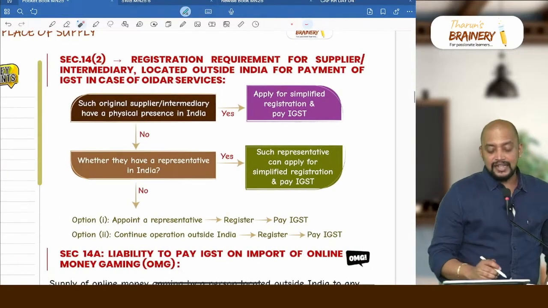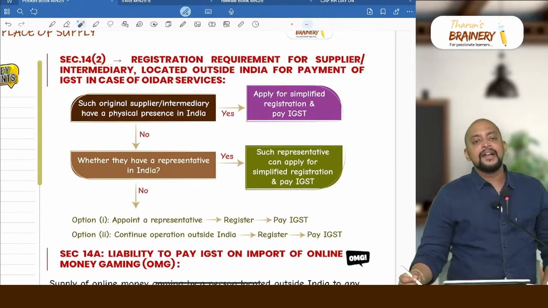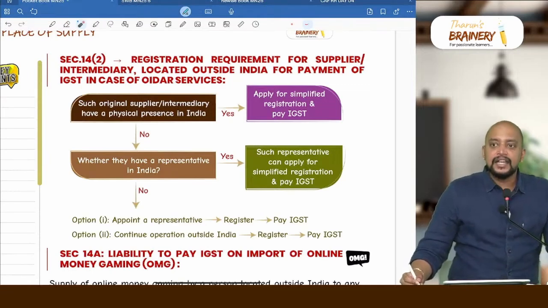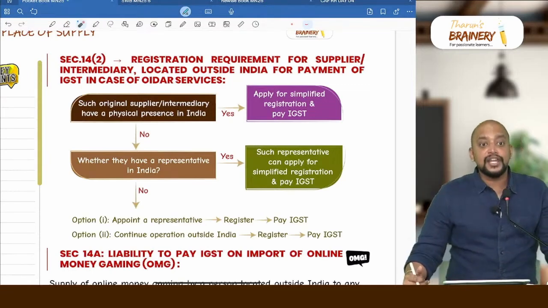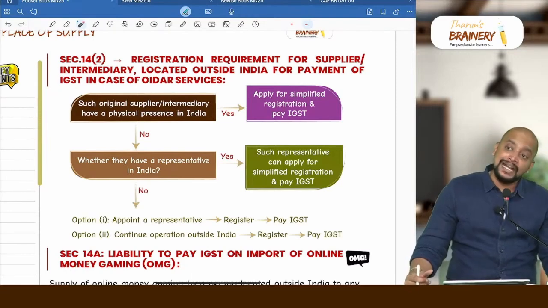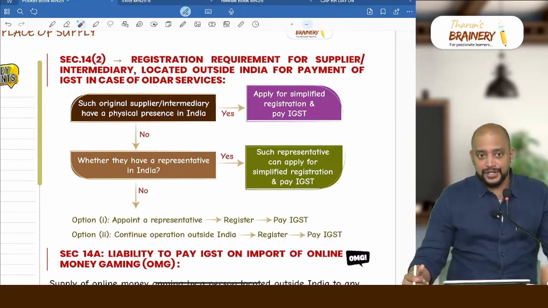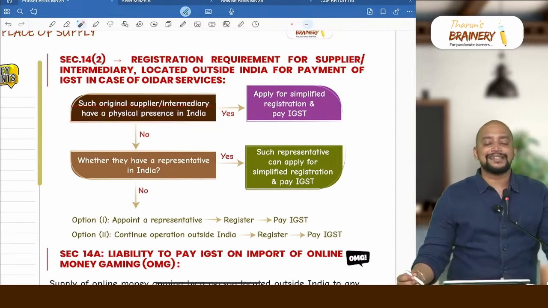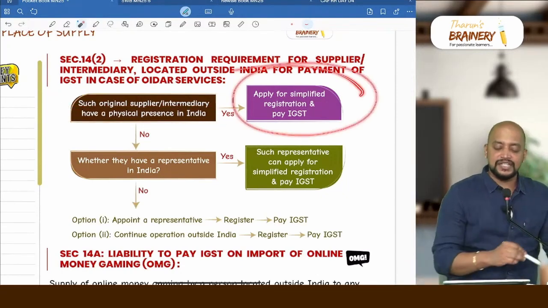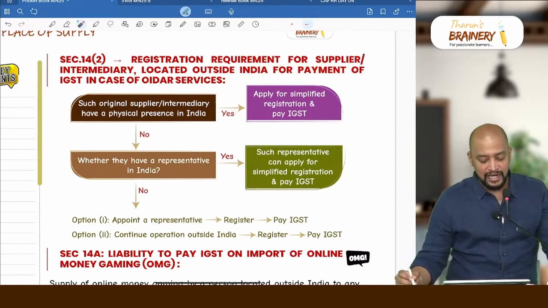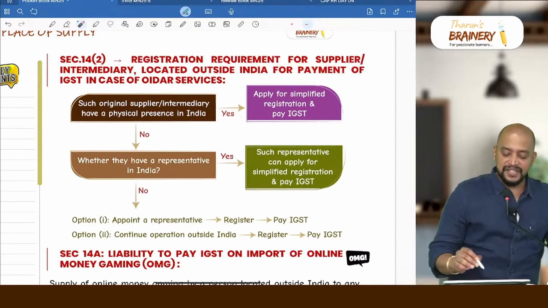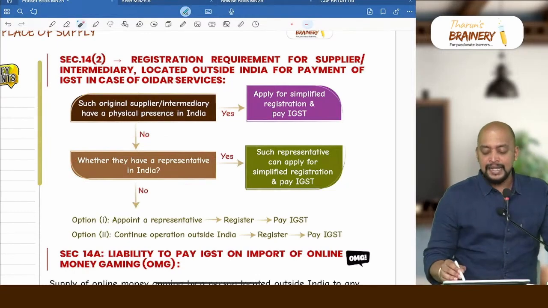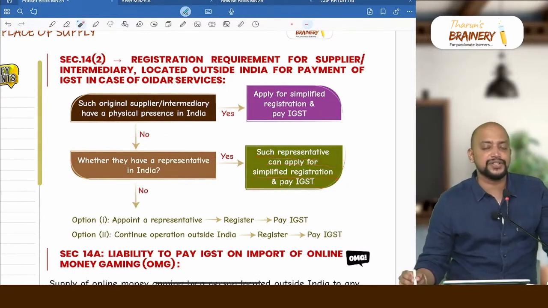Then next, section 14 subsection 2. Wherever that supplier or intermediary is liable to pay GST, they need to register mandatorily, compulsory registration. First check whether the original supplier or intermediary has physical presence in India. Yes, then they will apply for simplified registration and pay IGST. No, they don't have any physical presence. Do they have a representative in India? Yes. Then such representative can apply for simplified registration and pay.